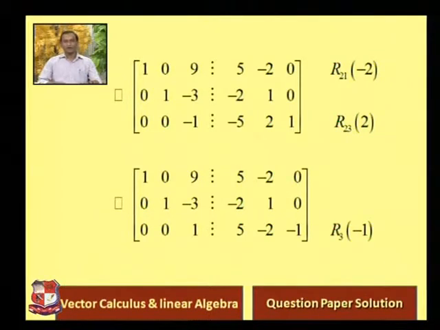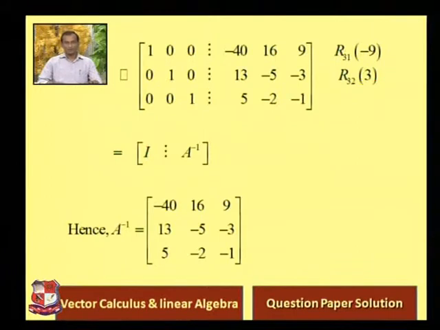Now we find the next leading one, and it's in the third row. Here its value is minus 1. So we multiply R3 by minus 1. That means the third row by minus 1. So we get in the third row 0, 0, 1, and in the parallel matrix 5, minus 2 and minus 1.